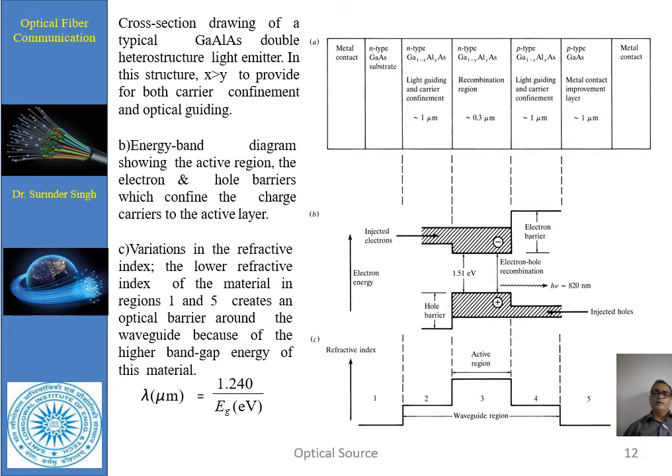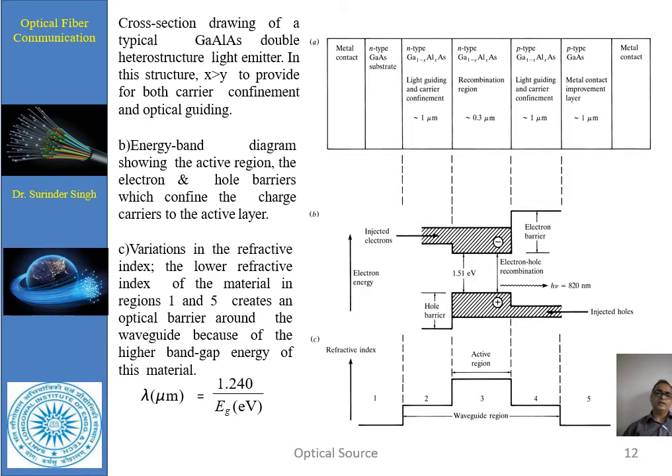Now this is the recombination region, and these two layers are the light guiding and carrier confinement layers, and this is the metal contact improvement layer. P and N are the substrate, and outside there is a metal contact that has to be used.